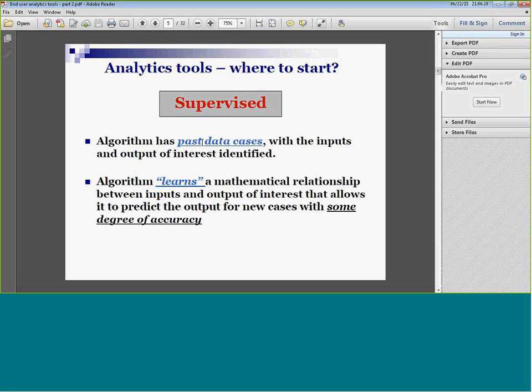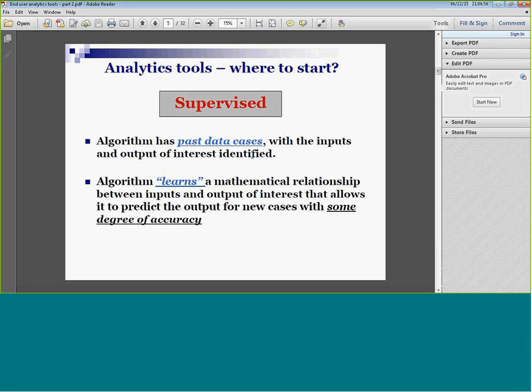So for the supervised, again, we have past data cases where we know how it turned out. We have a bunch of inputs that are potentially related to the output, at least correlated, maybe not causative. And we try to build a model, and that's where the computer comes in handy, of course, in building the black box in between: how are these inputs related to the output?